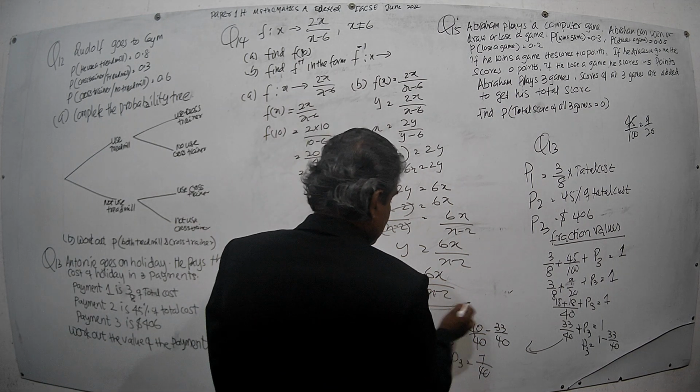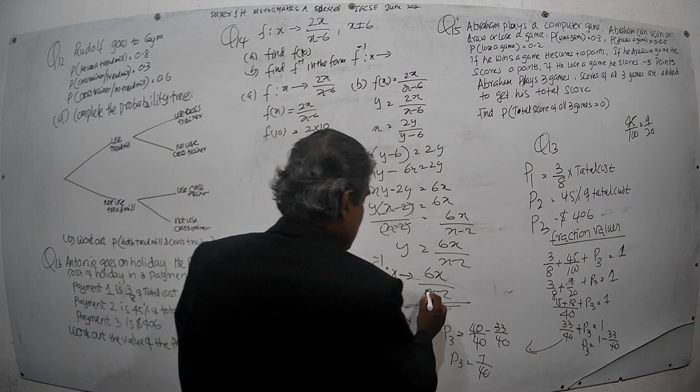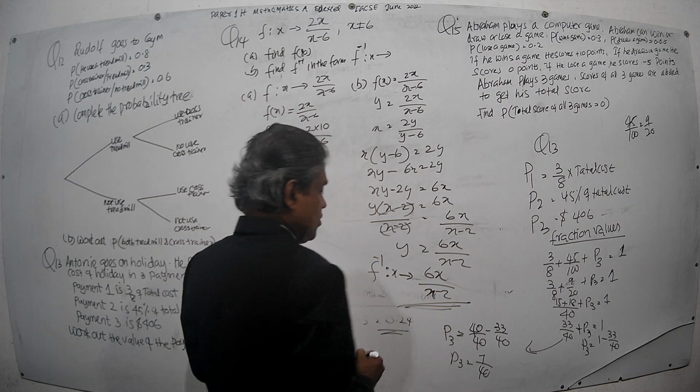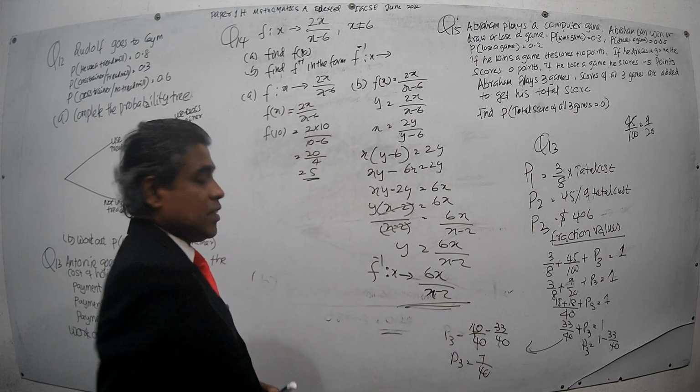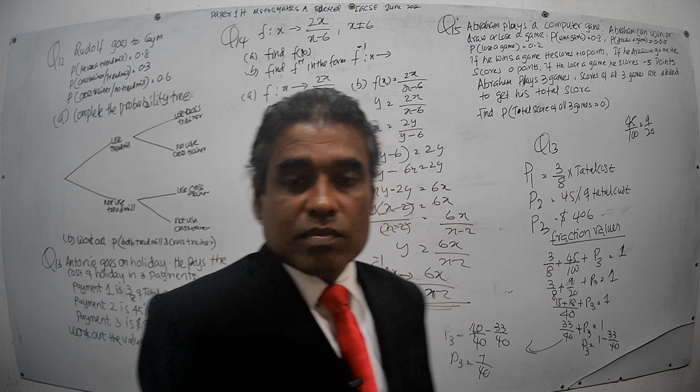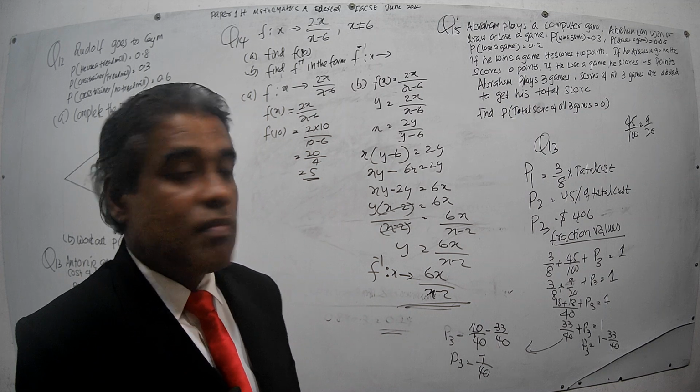Right. That is all about that question. Okay. Right. 6 over x minus 2. Right. That is part of it.